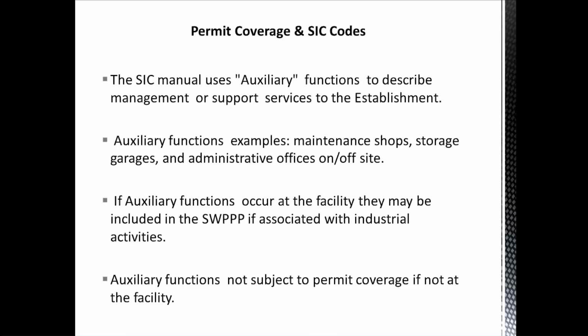And that kind of gets into, we talk a lot about auxiliary functions in the industrial permit fact sheet. If your primary activity is that grocery store, and you don't fall into that long-distance trucking like we talked about, then you can't say it's auxiliary, because the SIC Code manual says that you can have maintenance shops for forklifts, you can have storage of your materials, and your administrative offices. That's all auxiliary to you selling groceries.